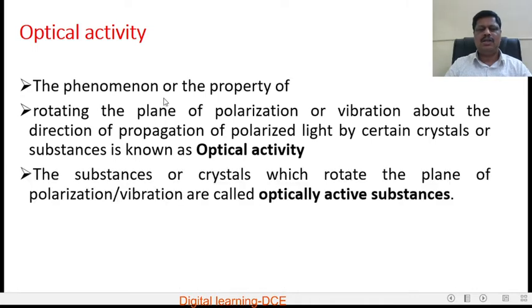The phenomenon or the property of rotating the plane of polarization or vibration about the direction of propagation of polarized light by certain crystals or substances is known as optical activity.